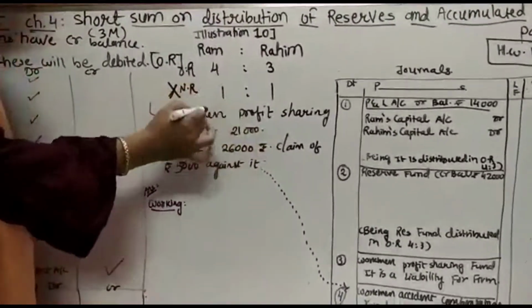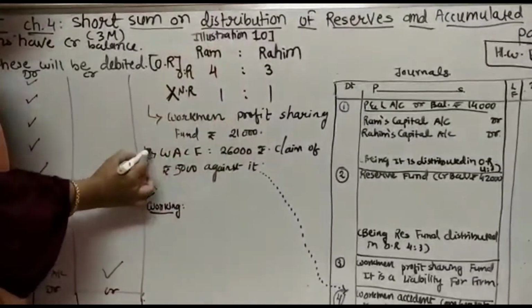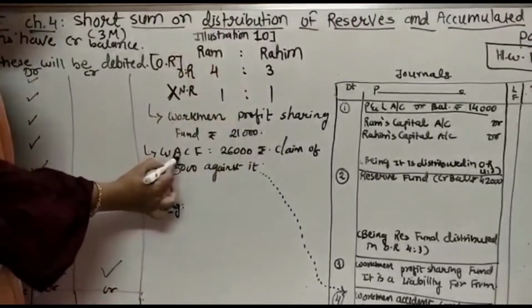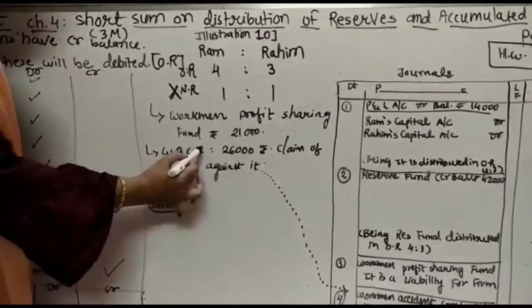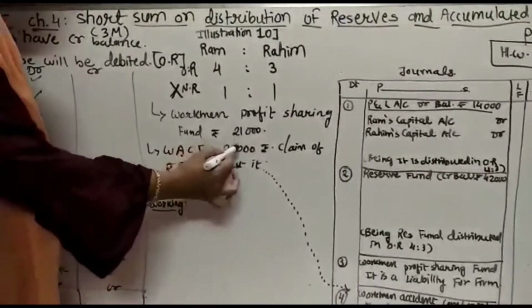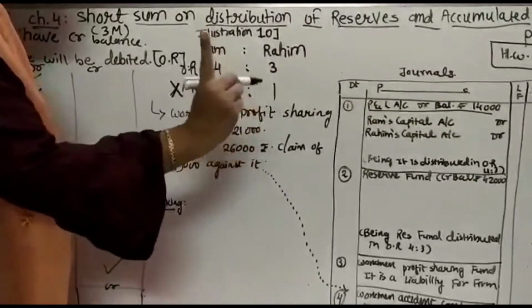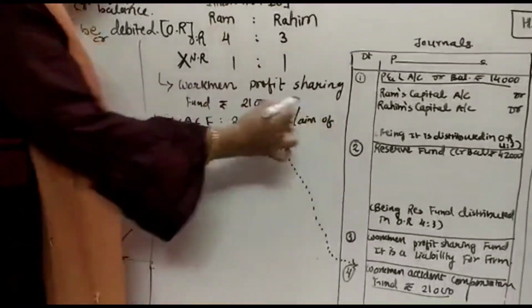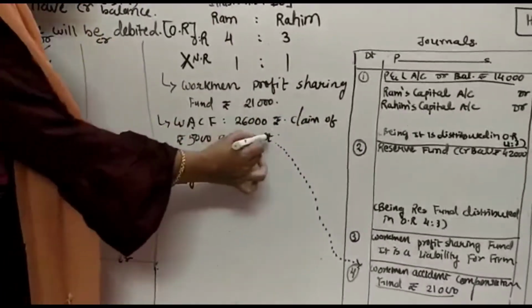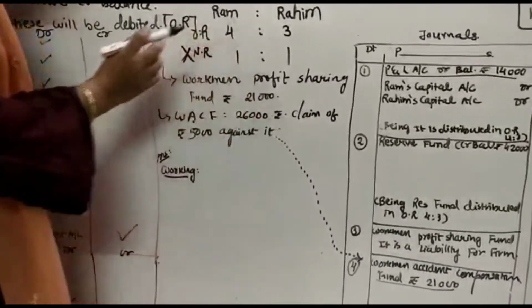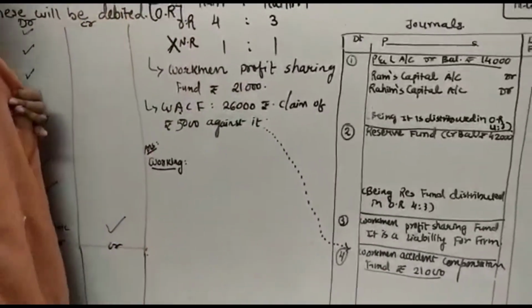And another item given in the question is the workman accident compensation fund, which is 26,000. But in this firm there is one worker who has a claim of rupees 5,000 against it. That is a very important point to be understood.